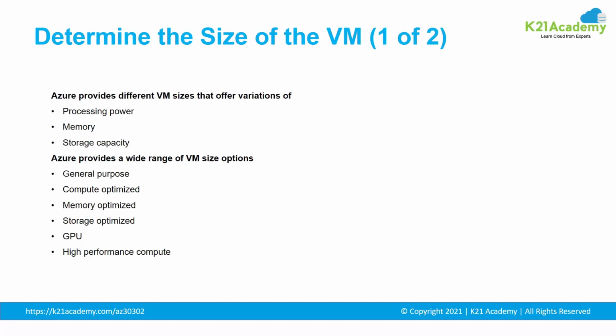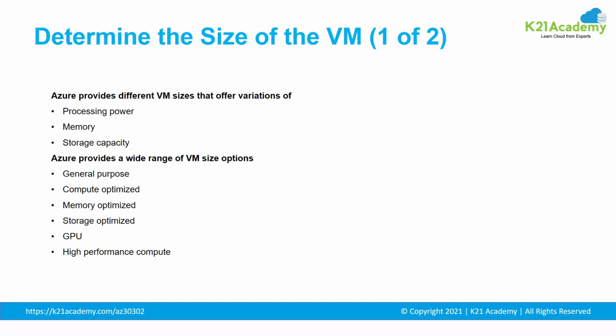Now, how to determine the size of the VM? Once you have the name and location set, you need to decide on the size of your VM. Rather than specify processing power, memory, and storage capacity independently, Azure provides different VM sizes that offer variations of these elements in different sizes. Azure provides a wide range of VM options, allowing you to select the approximate mix of compute, memory, and storage for what you want to do.